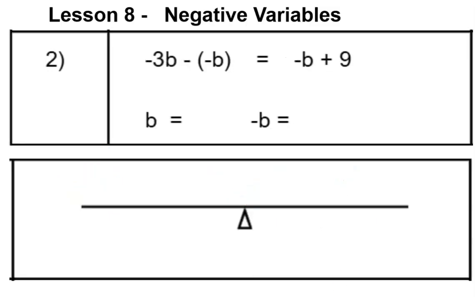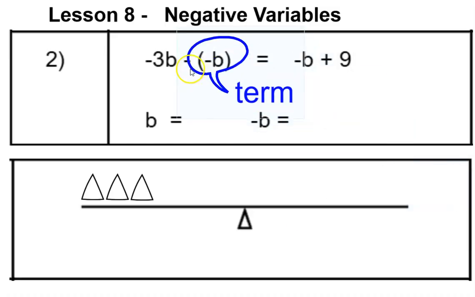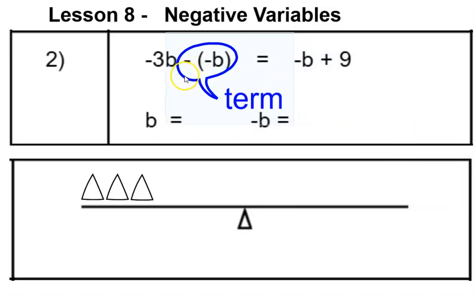In this one, I have my 3 negative b's. This is a great place to remind students that this is a term. Because there's 2 negatives in that term, I like to draw bubbles when I'm doing these, it's positive. So now I've got 3 negative b's and 1 b. On the other side, I have 1 negative b and a 9.